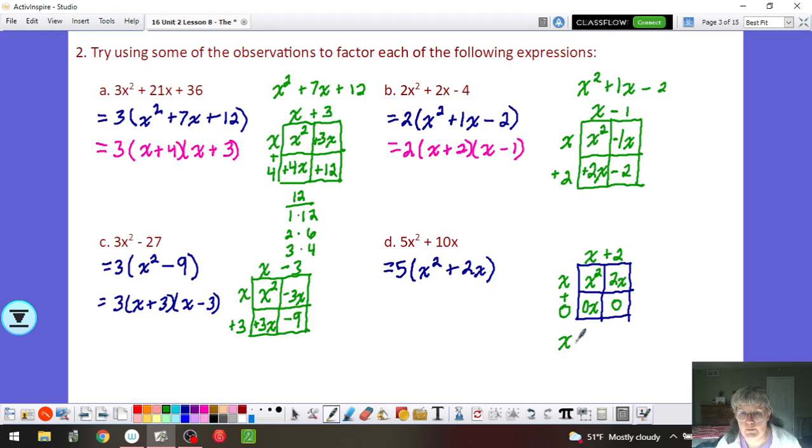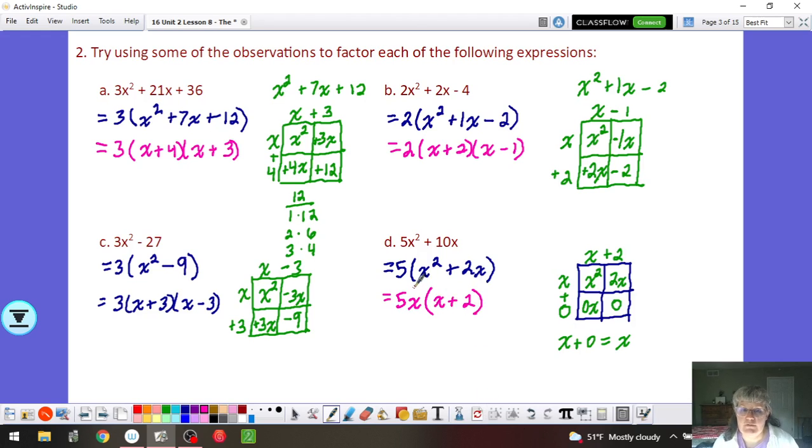Now, if you think about it, x plus 0 is the same as just saying x. So one of our factors is x. The other factor is x plus 2. Now when I write this in factored form, I'm going to go ahead and just write 5x, because that means 5 times x. And then my remaining factor is x plus 2.